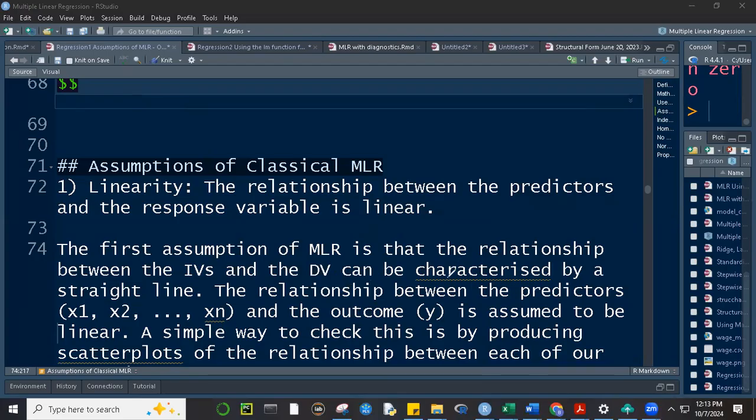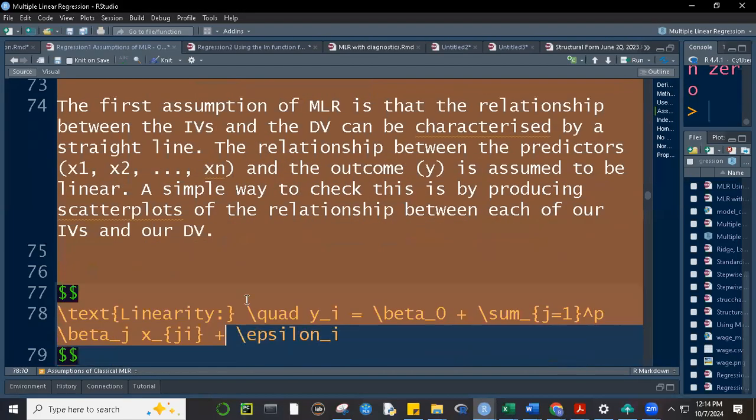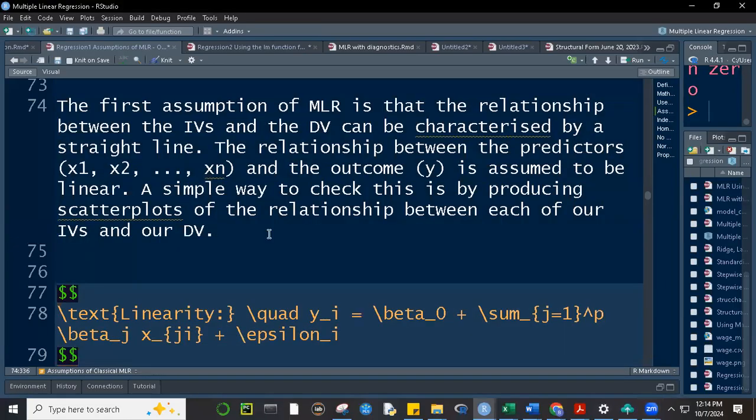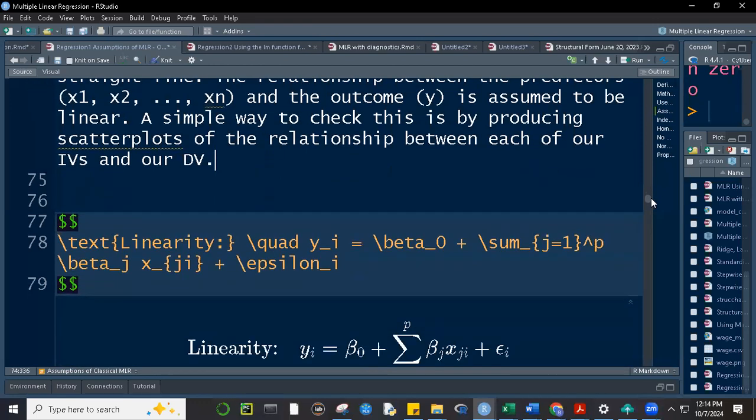So the first assumption, dapat yung relationship ni IV natin at saka DV can be characterized by a straight line. Yun ang linear, class. The relationship between the predictors and the outcome variable is assumed to be linear. And as we showed a while ago, one way to check that is using scatter plots. Plot natin para makita natin kung linear sila. Let me share na lang din yung notes na to. Okay, all right. So that's what this paragraph means, class. Dapat linear yung relationship nila.